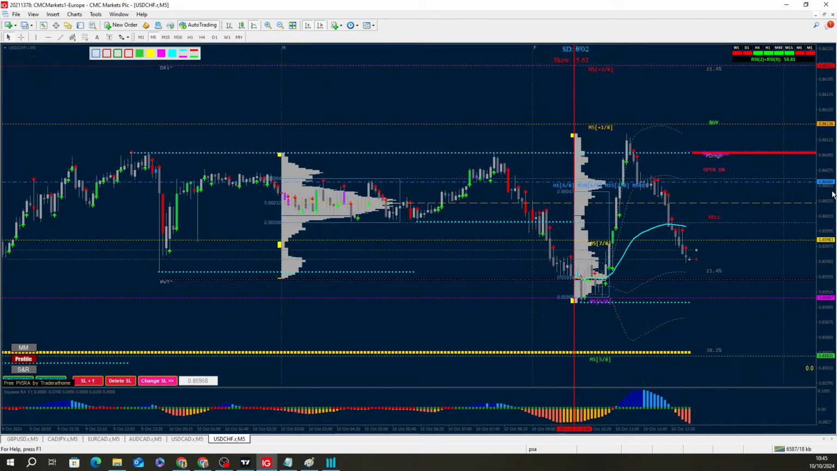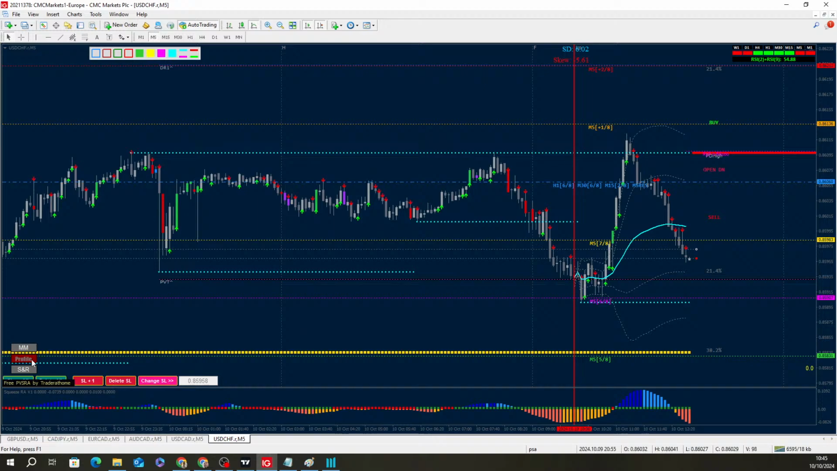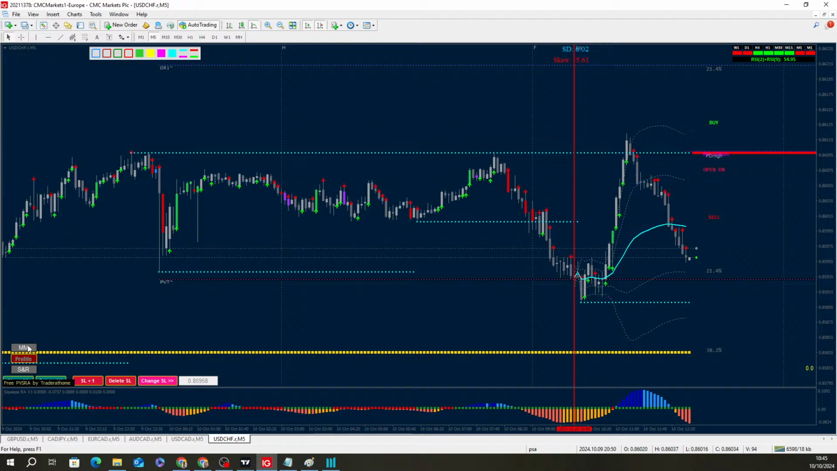So now we're looking for a structure. We don't have a structure yet. Let me hide the profile now. Price is coming from +1 of 8. Very good pair.